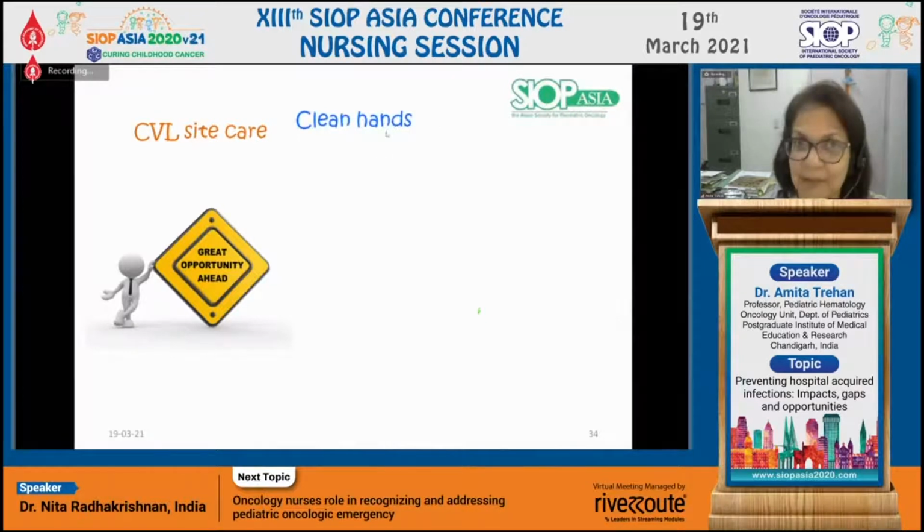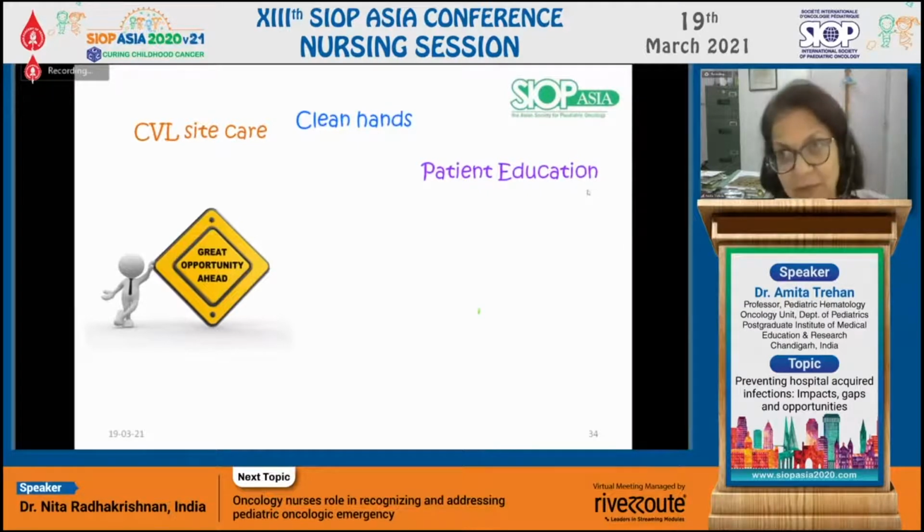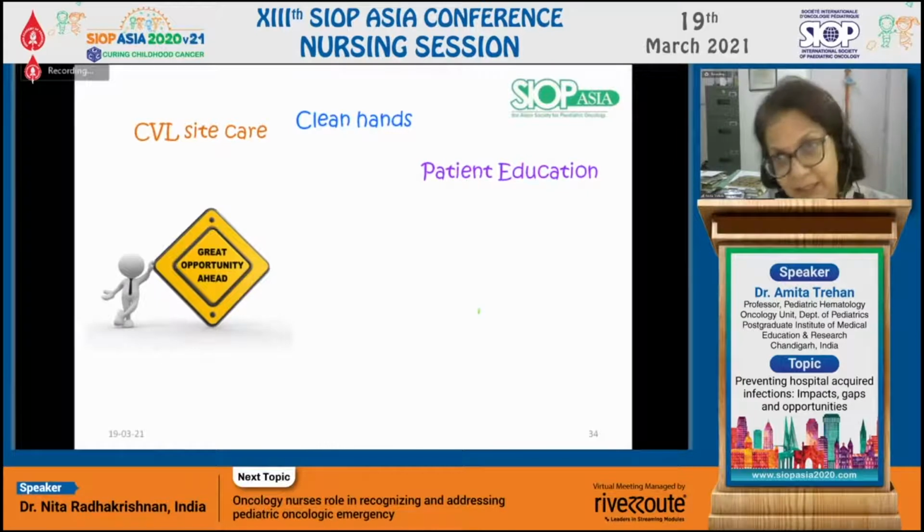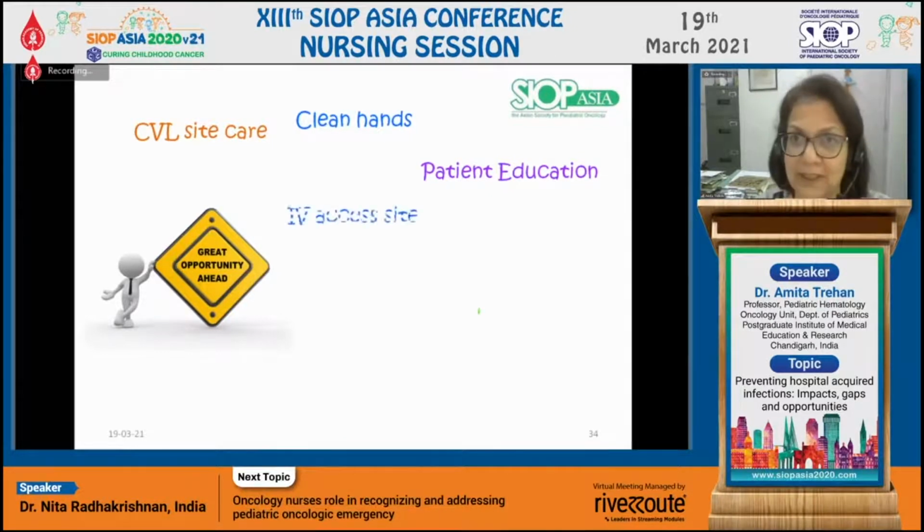Clean hands, we know enough about that. We can all do it. Patient education: when a patient is being discharged from the ward, anyone, be it the doctor, the nurse, even the safai wala or the ward boys can just tell a patient, कि हाथ साफ रखने हैं, अच्छा खाना खाना है, पका हुआ पानी साफ पीना है. Three things can be told to them. We are not talking rocket science.